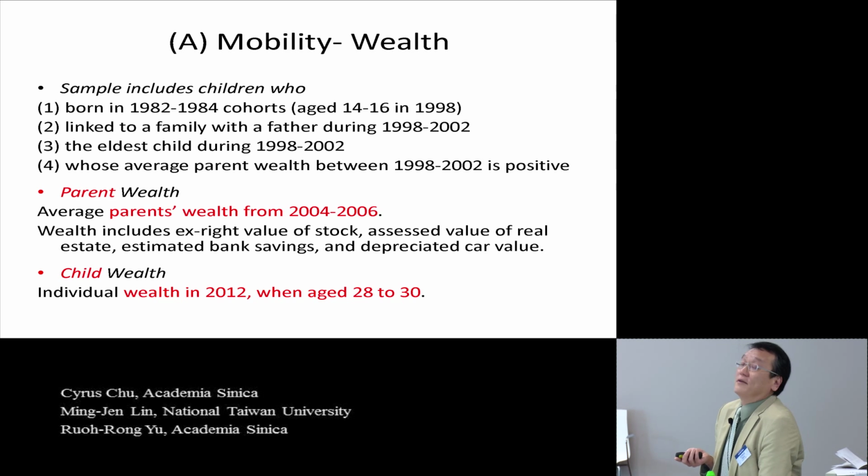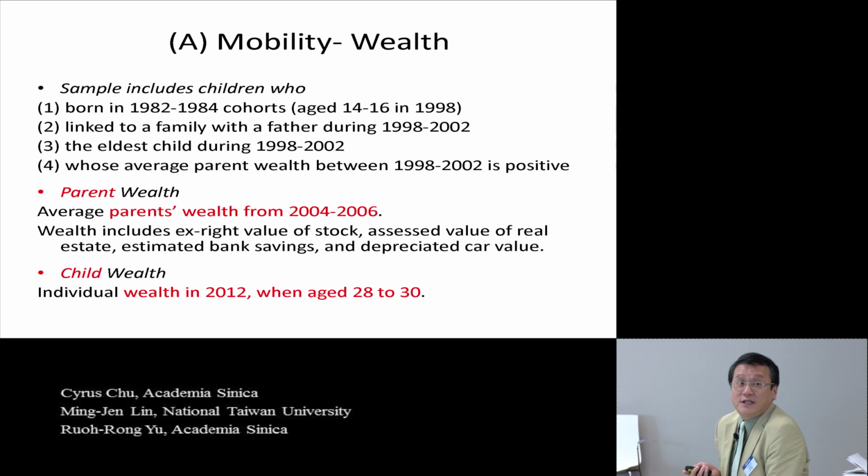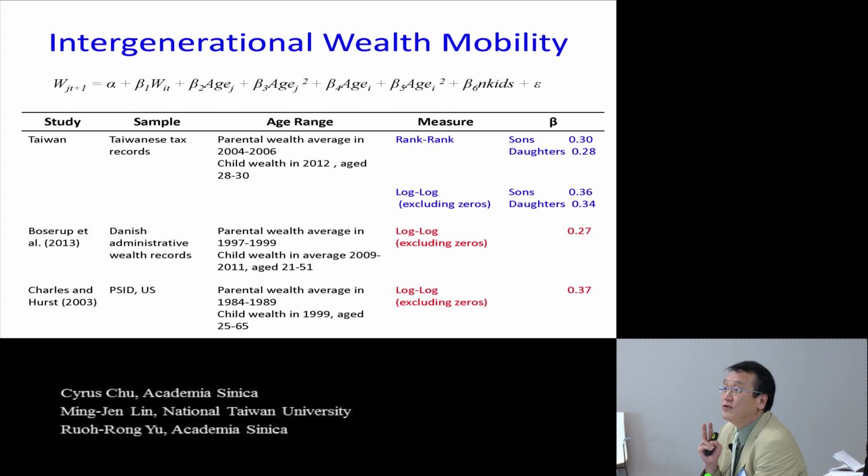Then we move to wealth. That is the part that Chetty doesn't have. Again, we identify the children and identify their parents' wealth. There are only 2 countries in the world that I see in the literature that have wealth data. One is Denmark, the other is Taiwan.